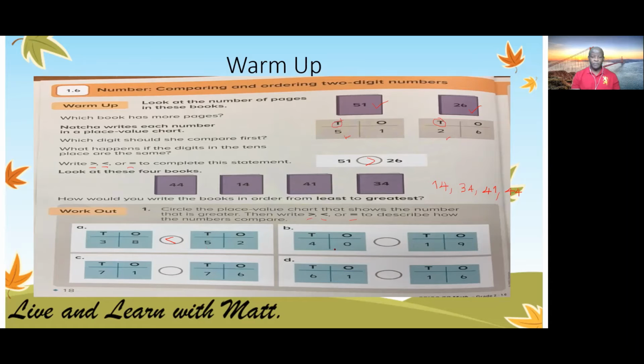Part B, 4 tens, 1 tens. 4 tens is greater than 1 tens. Part C, 7 tens, 7 tens. 1 ones, 6 ones. So 1 ones is less than 6 ones. Part D, 6 tens, 1 tens. So 6 tens is greater than 1 tens. So we'll put greater than.